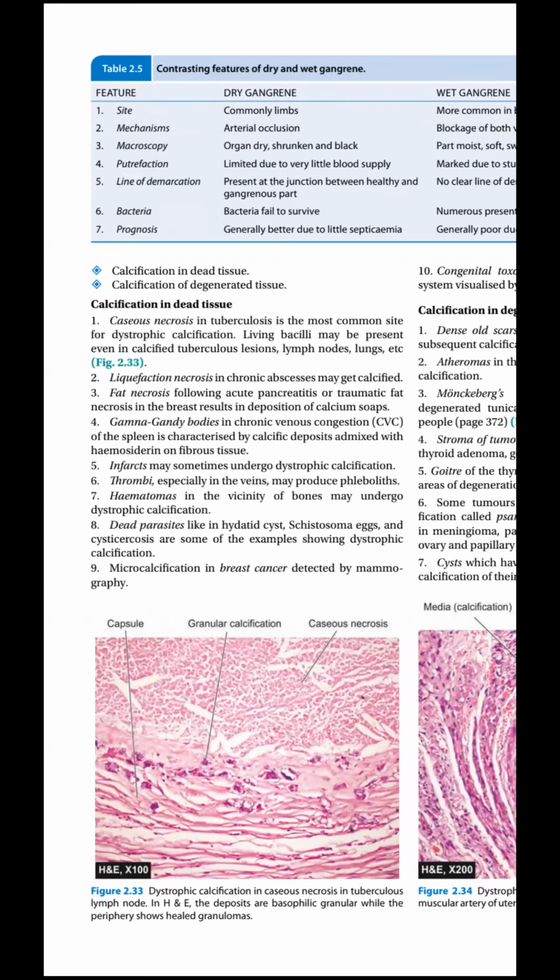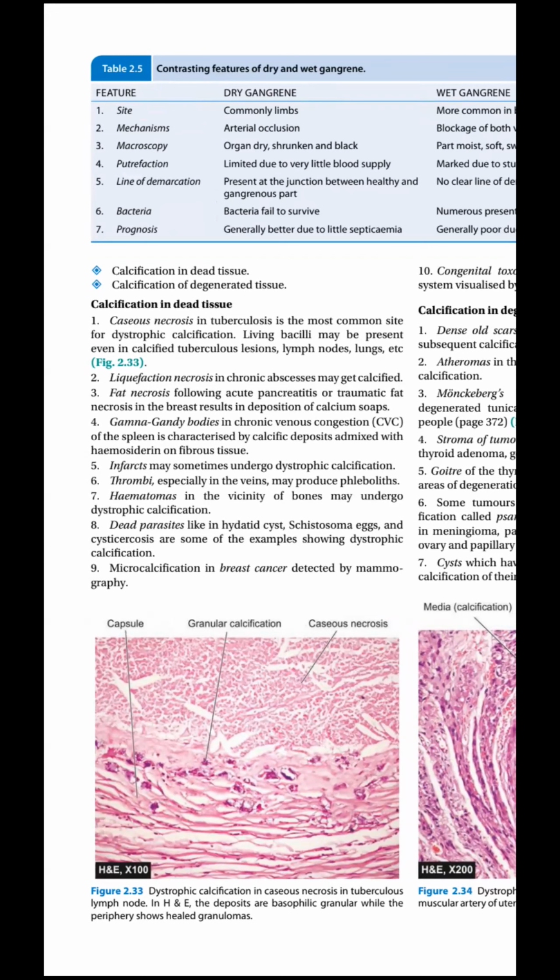The first is calcification in dead cell. So first would be caseous necrosis. In TB, it is the most common site for dystrophic calcification; living bacilli may be present even in calcified tuberculosis lesions, lymph nodes, lungs. So here we have the places where you'll be able to see such calcification of the dead cell. Mainly here we have nine things. The first is caseous necrosis in TB. In those cases, you will be able to see it.